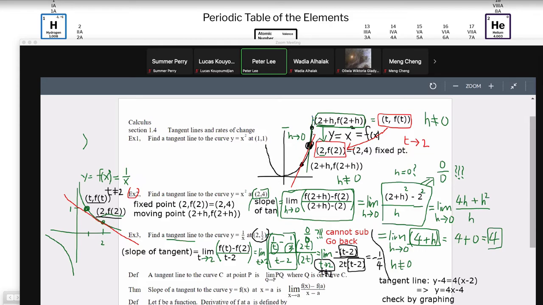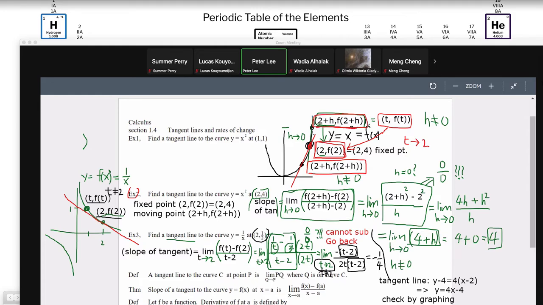I let the fixed point here. Let me mark this in red. This point right here is the fixed point, 2 comma f of 2. In order to find the slope of a tangent line, first we need to mark another point on the curve. In this case, we marked it as 2 plus h comma f of 2 plus h. It doesn't matter where you put it, it will cover both cases. So h could be positive or h could be negative.